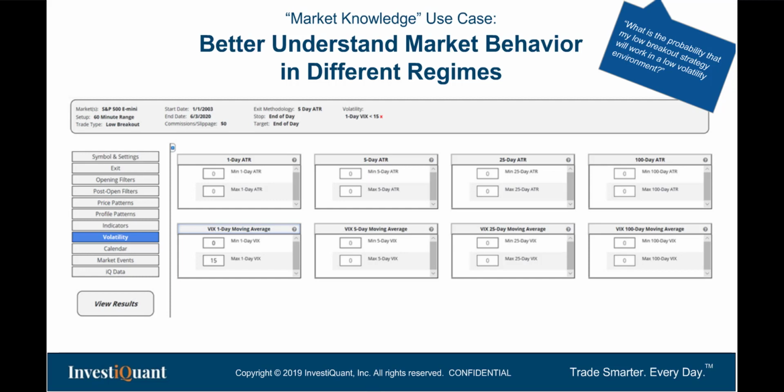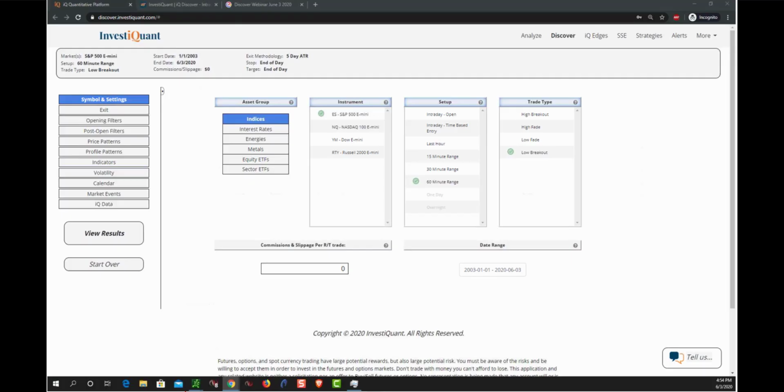Any guesses? Type in your guesses. Is low vol good or bad for a low breakout strategy? Type those in here and I will switch my screen over and we will build this out. I'll show you how I can build it out pretty quickly.